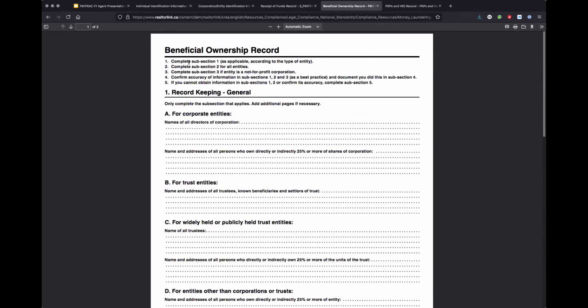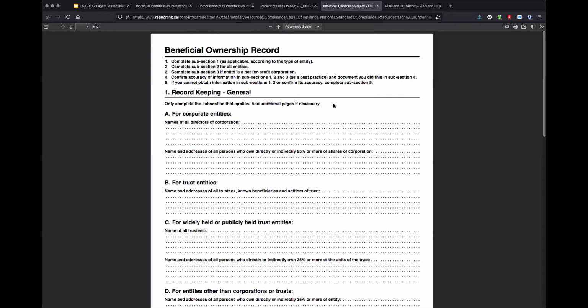A beneficial ownership record does have some restrictions, basically. So complete subsection 1 for all entities. Complete subsection 2 for all entities. Complete subsection 3 if entity is not for-profit corporation. Confirm accuracy of information in 1, 2, and 3, and document you did this in subsection 4. If you cannot obtain information in subsections 1, 2, or confirm its accuracy, complete subsection 5.